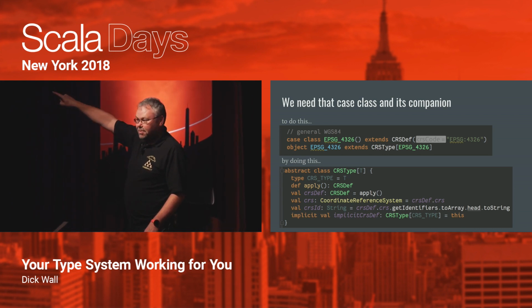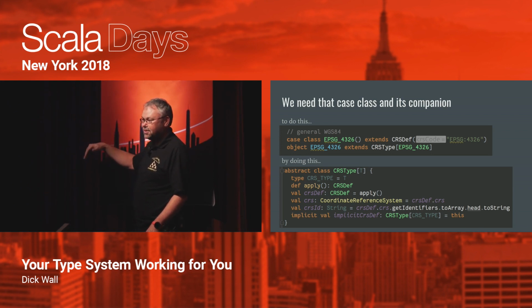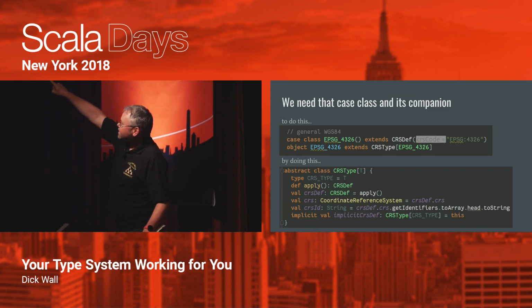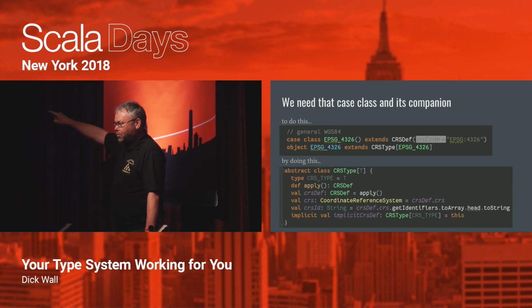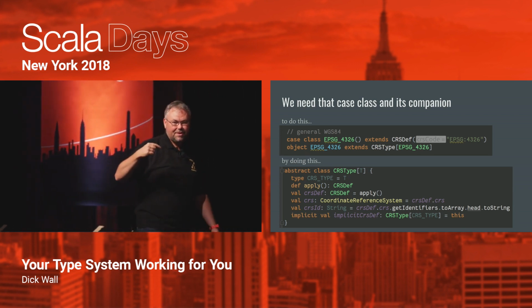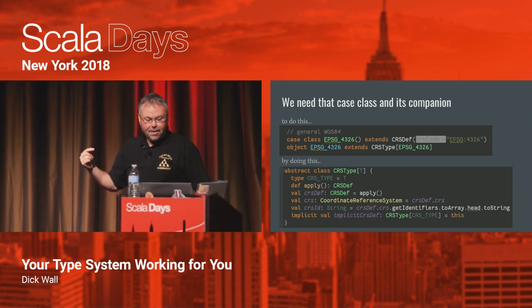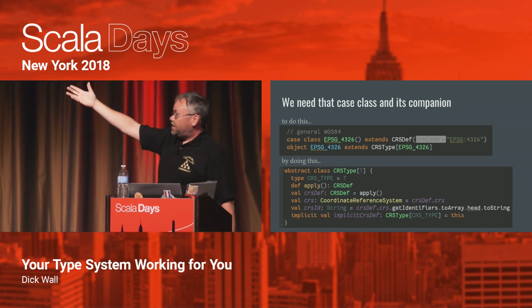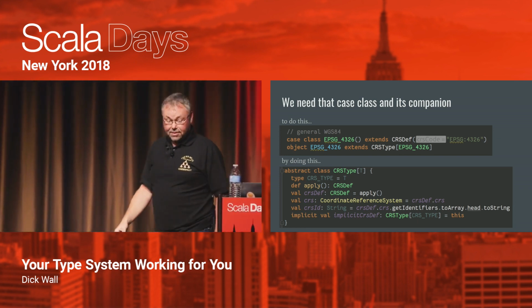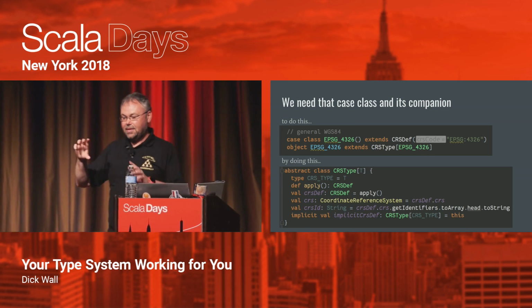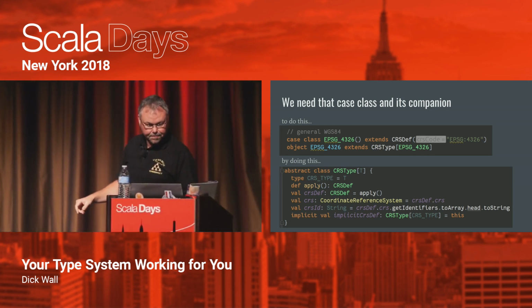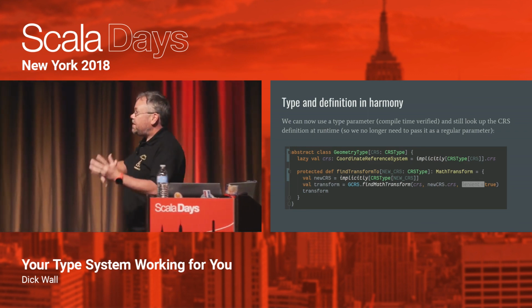By making a pointer back to yourself, the companion object is always checked for implicits when the Scala compiler needs to solve a type problem. By making this thing extend the type class and then making a pointer back to ourselves, we make it its own implicit. It will be an implicit that's always found because it's in the companion object. Does that make sense? So basically, by just saying object EPSG extends CRS type of 4326, that now becomes the implicit type class, and these two are paired in the type system. Now, the type and the definition are in harmony.